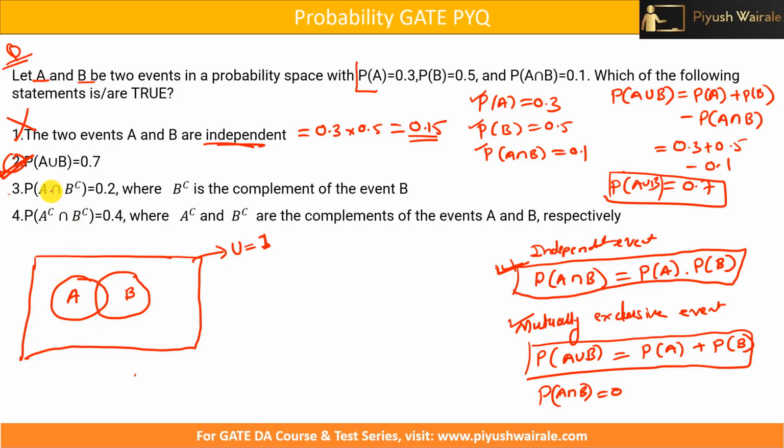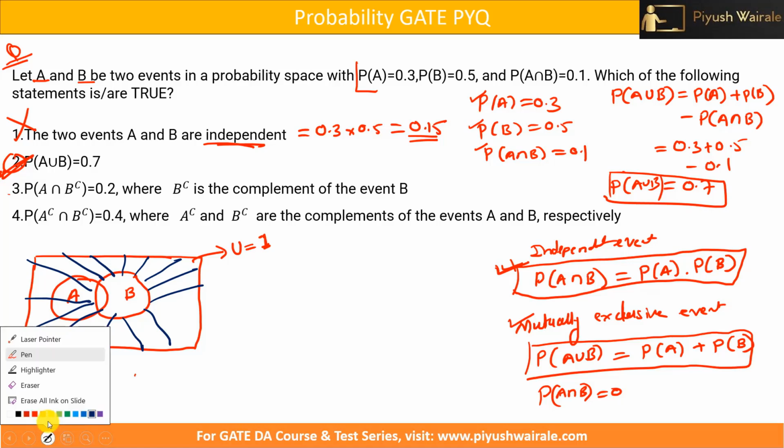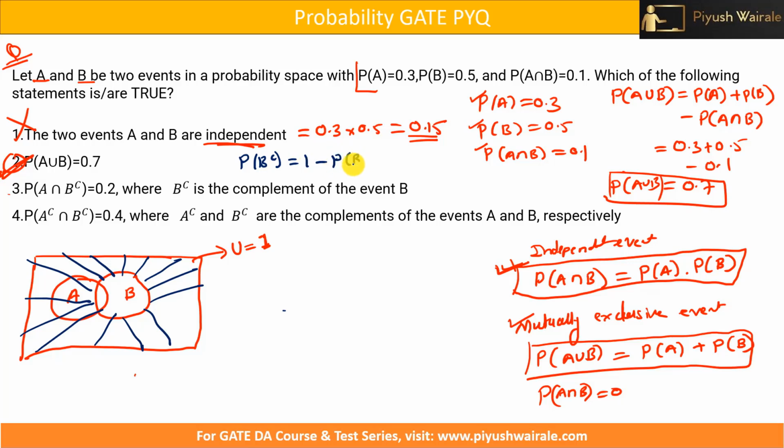Now what do we want? A intersection B complement. First, what is B complement here? If this is my B, then B complement is what is not included in B. So we already discussed in the previous video that B complement will be everything except this circle. Whatever I have marked, except this B, everything will be B complement. So probability of B complement is equal to 1 minus probability of B, which is 1 minus 0.5, so that is 0.5.